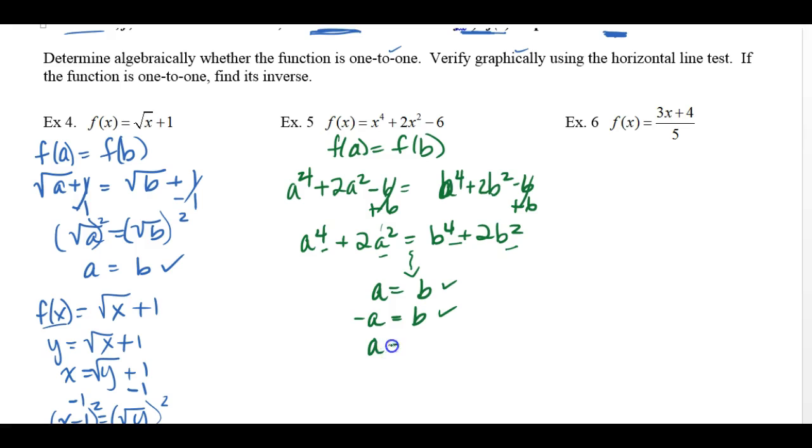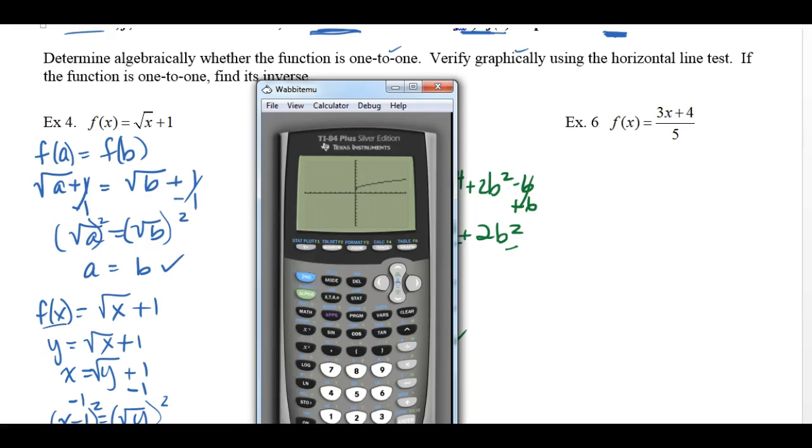What if it was a and negative b? Well, same thing would happen here. It would become positive because I have even powers. So the fact that all three of these work means this is not one-to-one. It can't work if there's more than one option. So I don't need to go further. I don't have to do the horizontal line test. But if you did, let's just see what happens, and it'll prove that it's not.